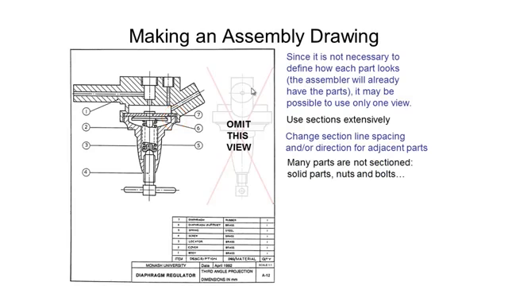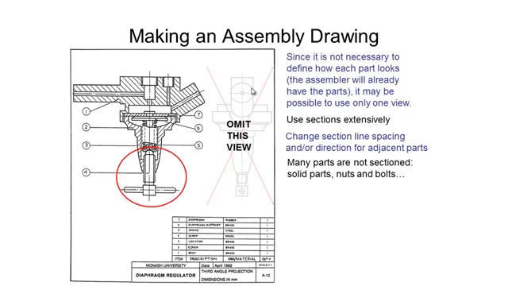Many parts we look at in our assembly drawings are not sectioned, so solid parts, things like our nuts and bolts, or any pins and keys, or other little things that might be a part of our assembly drawing. Generally, these are objects that we know what the insides are like, and you can look this up in the drawing handbook. It lists what sort of objects we do and don't section.